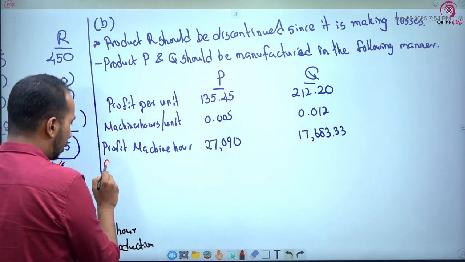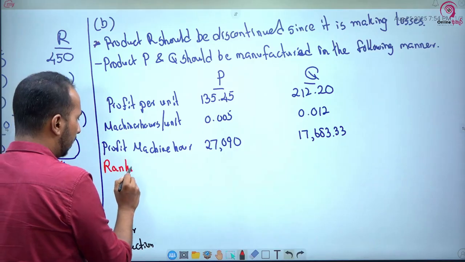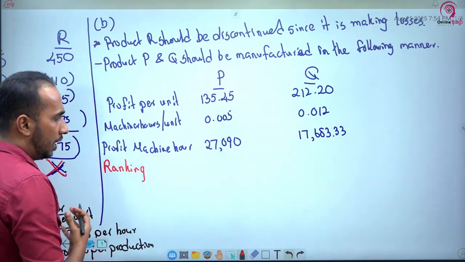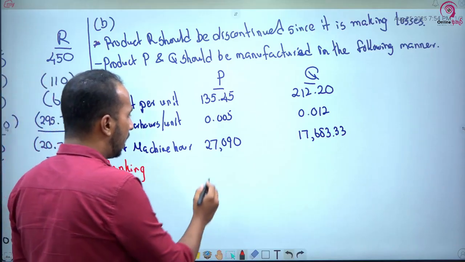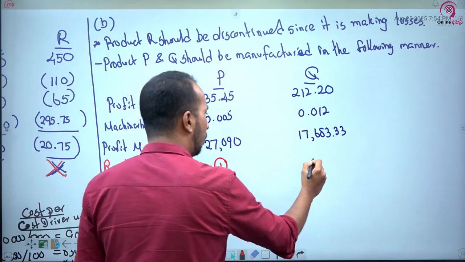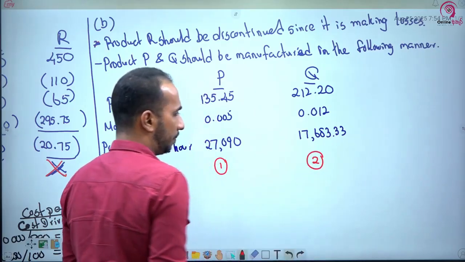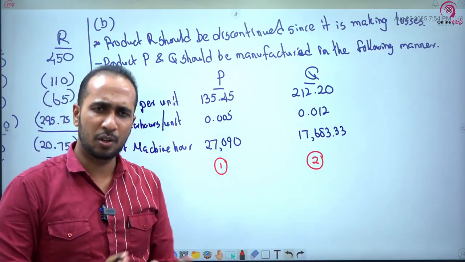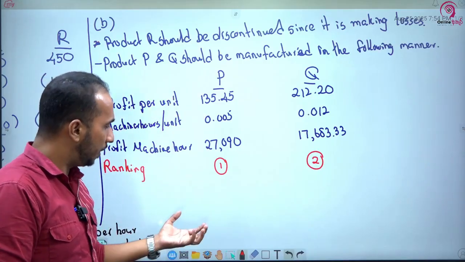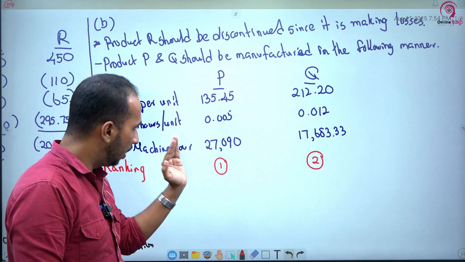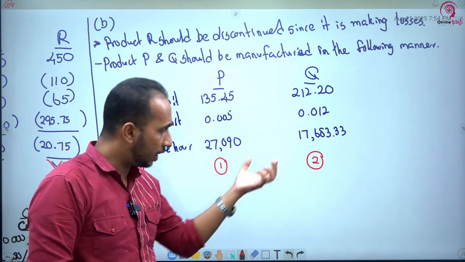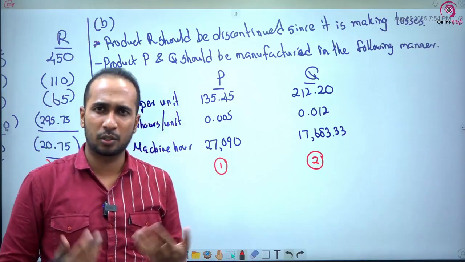Now based on this computation, you can assign a ranking here. If you utilize 1 machine hour, product P is yielding the highest return, whereas product Q is yielding the second highest. Product R we don't want to speak of because it is a loss making product. When it comes to product P, we have the highest profit, whereas product Q has the second highest profit.